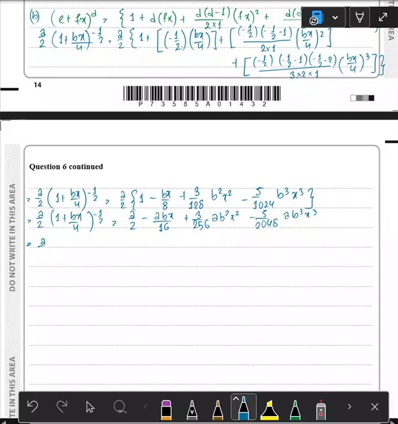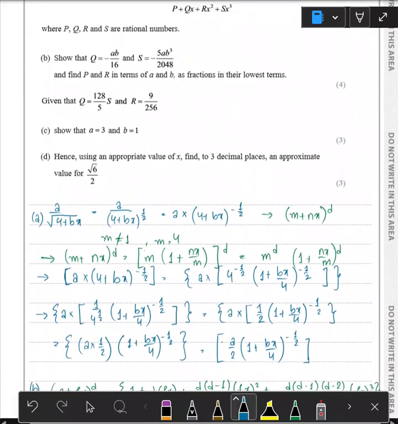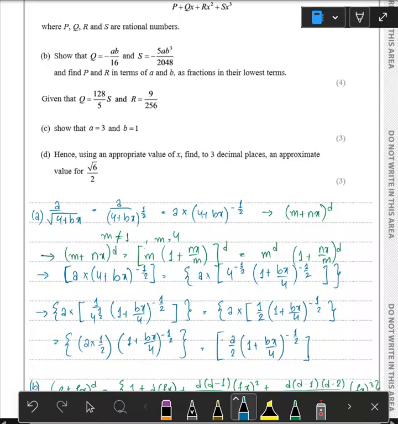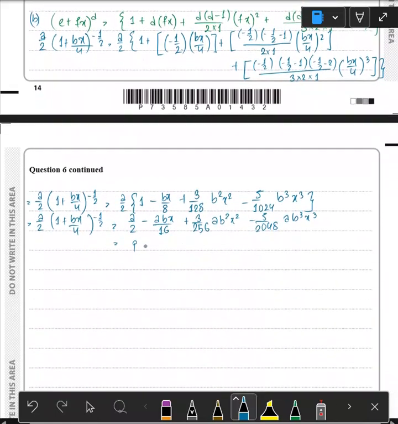I mistakenly saw the next line and wrote 2048 there. I'm sorry for that. So this would be this, and now they have access to write it in the form of p plus qx plus rx squared plus sx cubed.